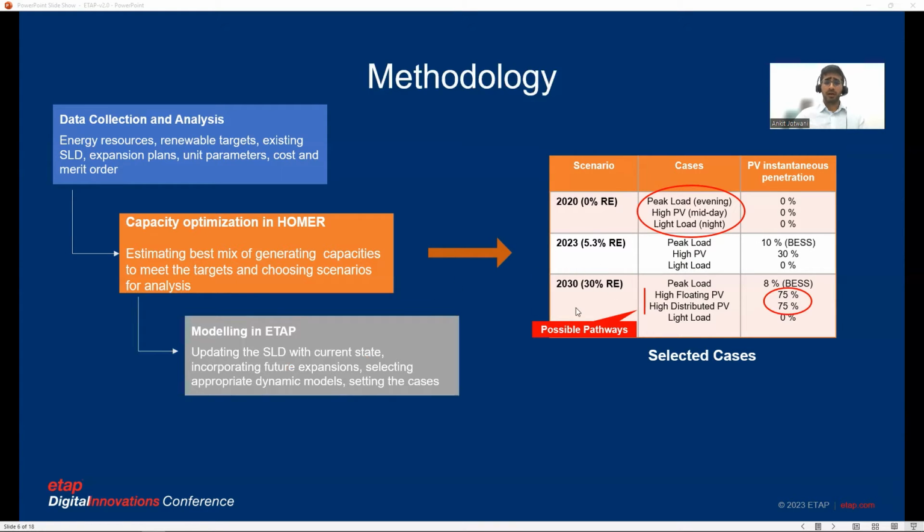So once the cases were identified, we moved over to ETAP. So we updated the existing single line diagram with the future grid expansion plans. We incorporated the cases in the dynamic models, and we also set up the selected cases.